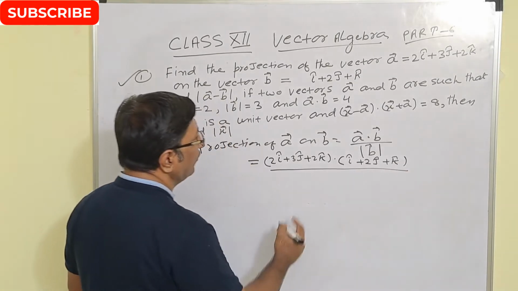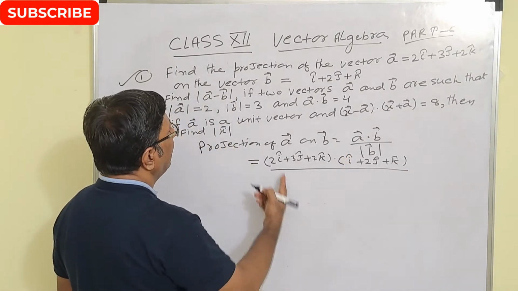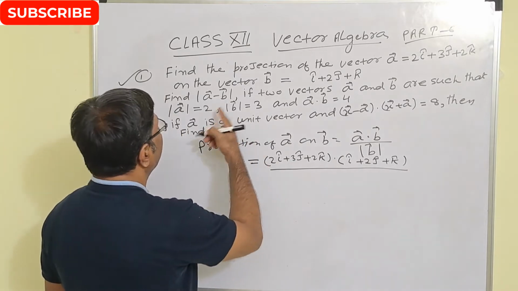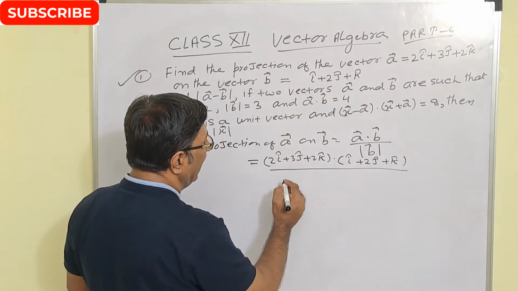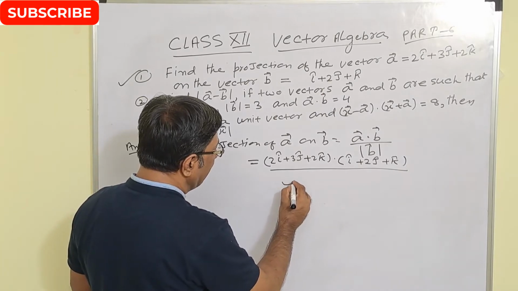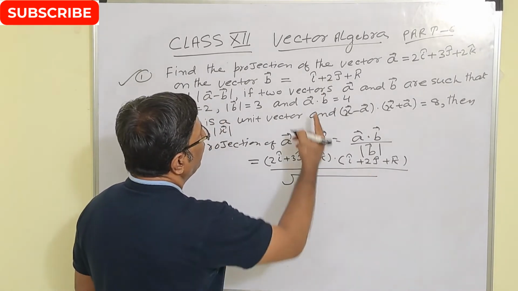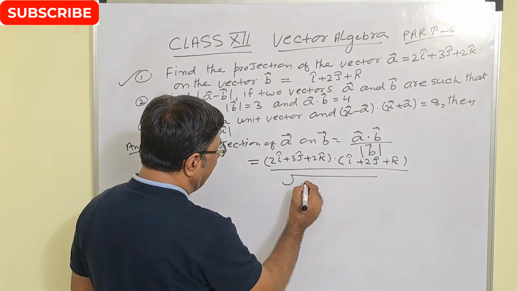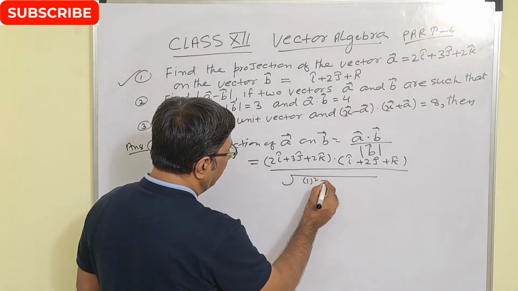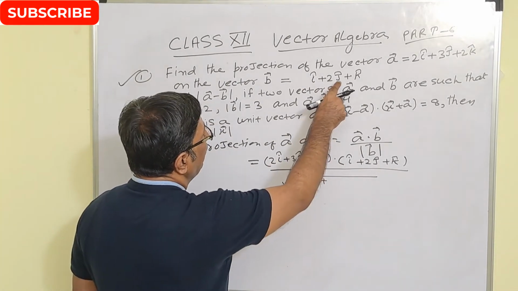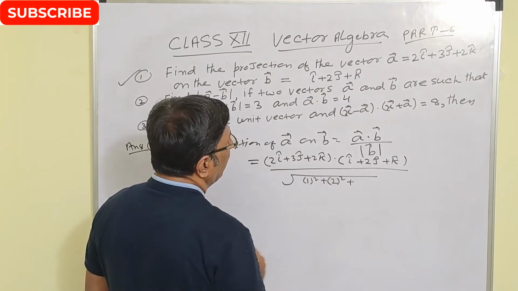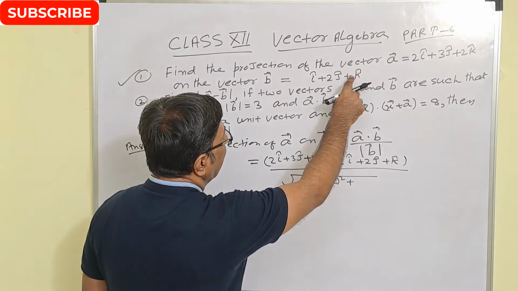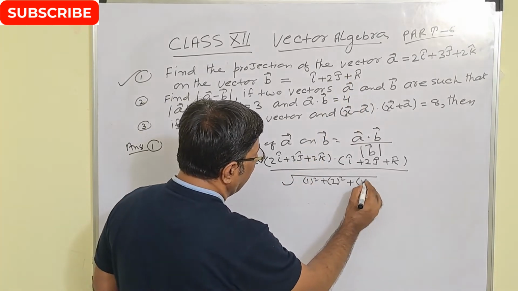Now magnitude of vector b. So what is vector b? This is the b vector, right? So i plus 2j plus k is the b vector. So magnitude is what? That is square root of coefficient of unit vector i, that is 1 square, plus coefficient of unit vector j, that is 2 square, plus coefficient of unit vector k, that is 1. This is 1 square, right?